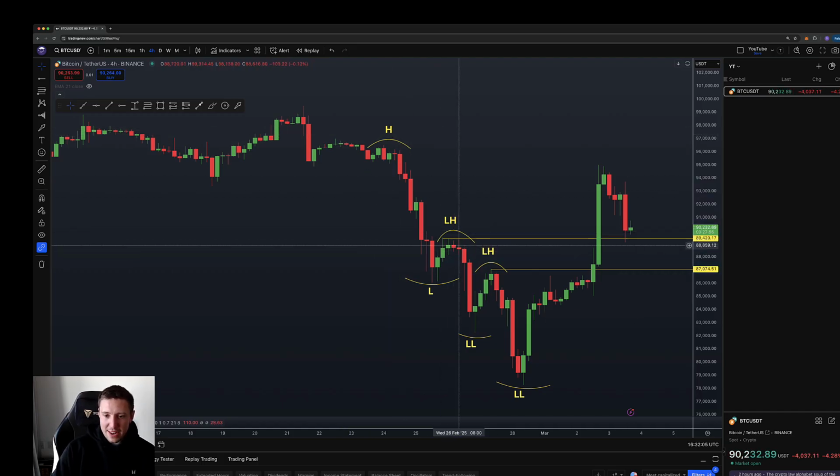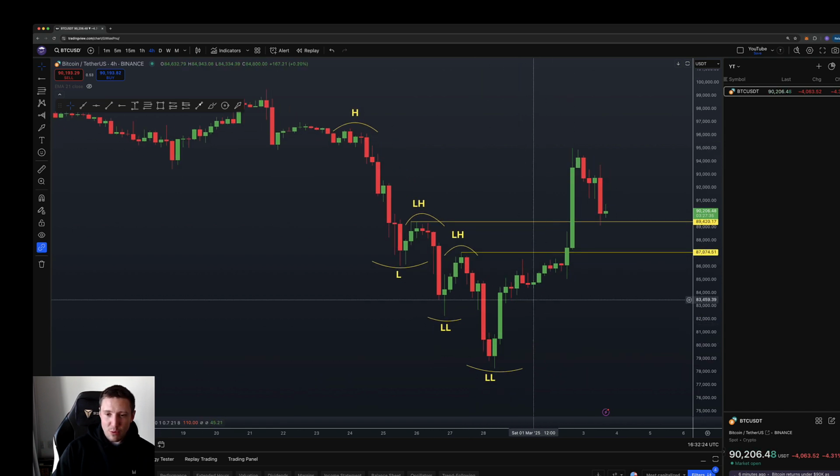We then dropped down into a new low, which again was lower than the previous low, which makes that a lower low. We then repeated the pattern, came up, made a high, which was lower than the previous high. So it's another lower high. We then dropped, made another low, which was lower than the previous low, making another lower low.